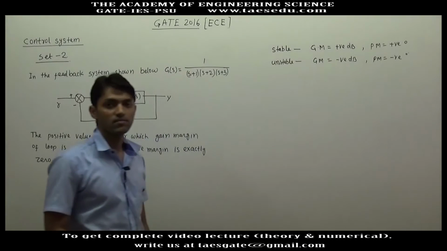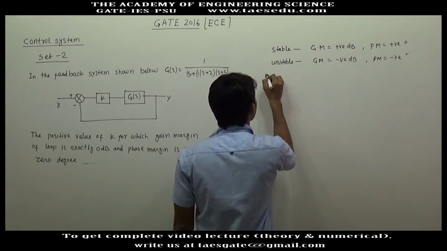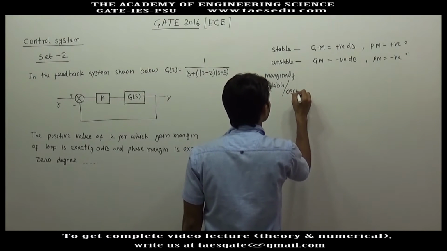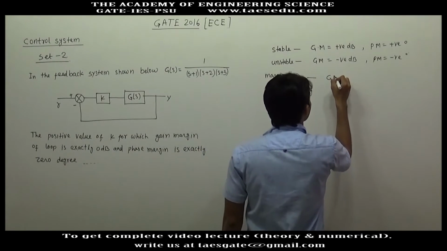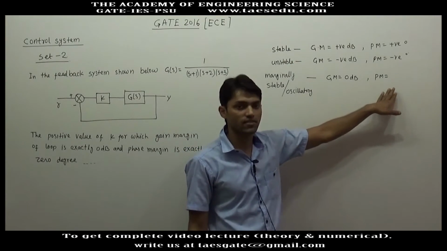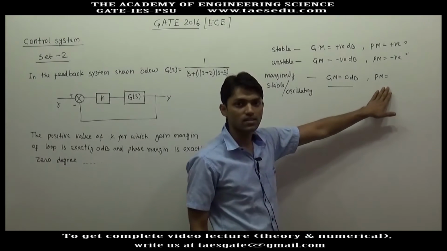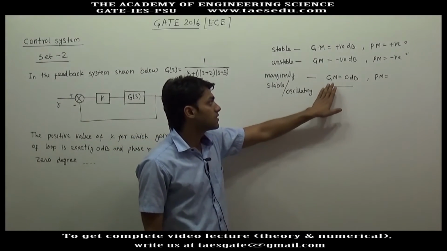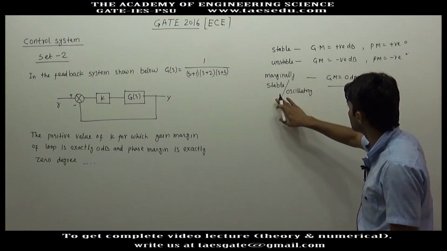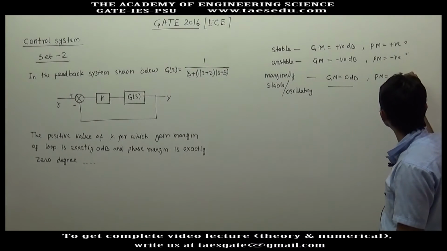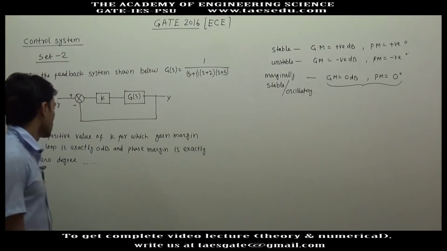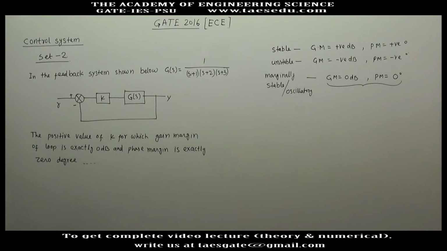And what is the third case? The third case is when the system is marginally stable or oscillatory. In this case, the gain margin is equal to 0 dB and the phase margin is 0 degree. It is not necessary to say both. If the gain margin is 0 dB, the system will be marginally stable and automatically you will get the phase margin as 0 degree. These two things happen simultaneously. So we have to find the case of a marginally stable or oscillatory system.